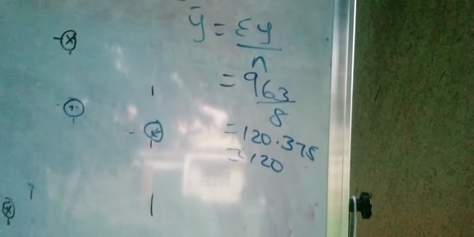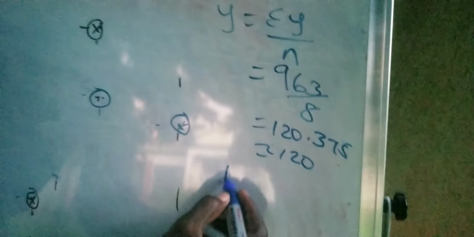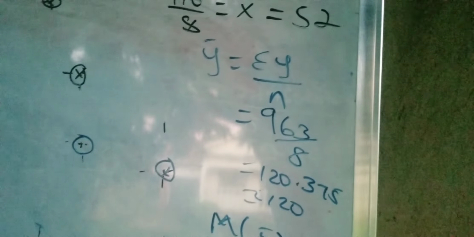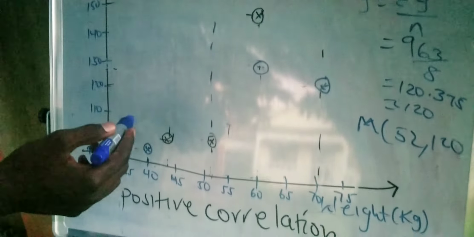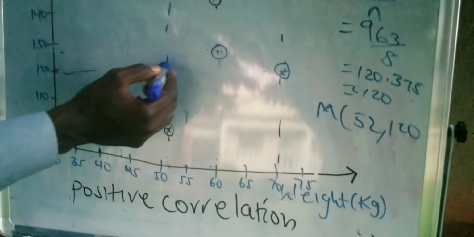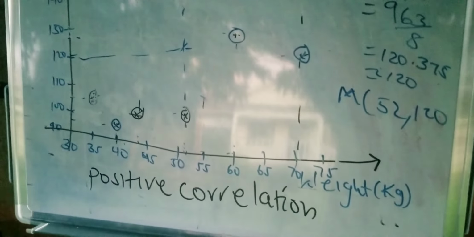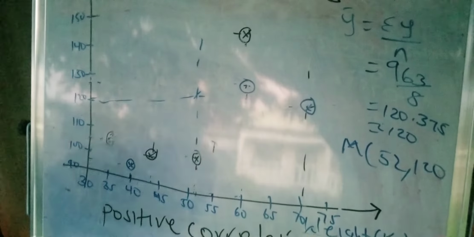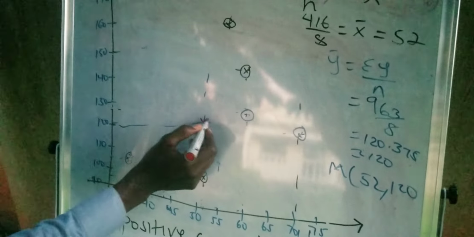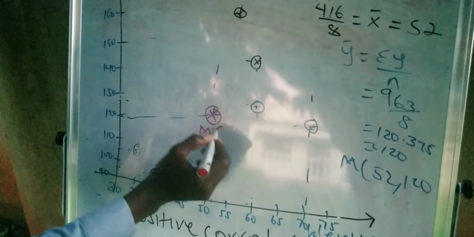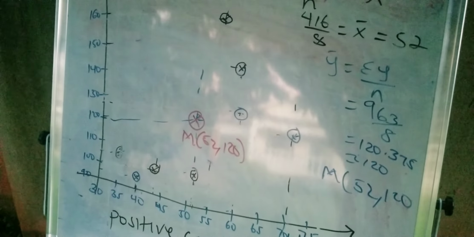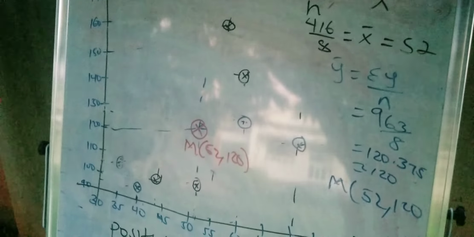So after there we have our point M, which has coordinates 52, 120. So you come and look for 52, it will be around here, and then it corresponds to 120. So this becomes your point, which we are calling point M, which is 52 and then 120. So after there, we are expected to draw the line of best fit.